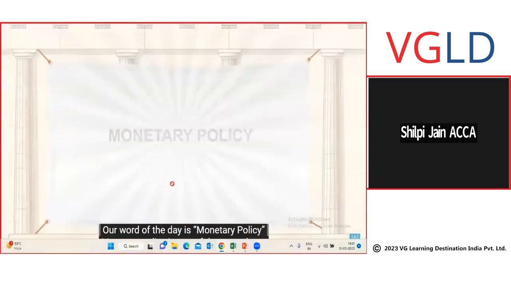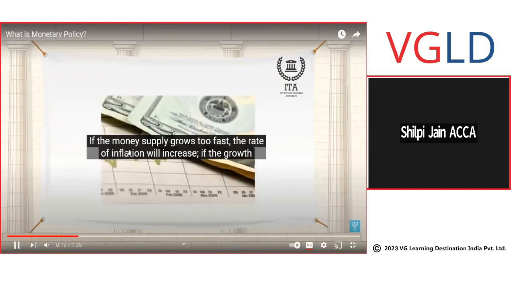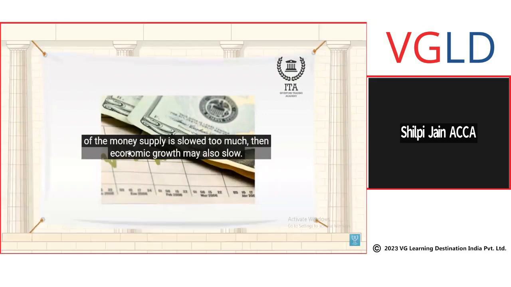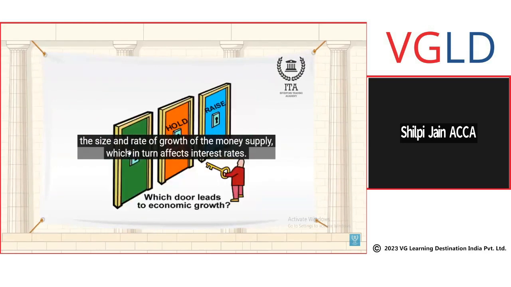Monetary policy is one of the ways that a government attempts to control the economy. If the money supply grows too fast, the rate of inflation will increase. If the growth of the money supply is slowed too much, then economic growth may also slow. It comprises the actions of a central bank, currency board or other regulatory committee that determine the size and rate of growth of the money supply, which in turn affects interest rates.